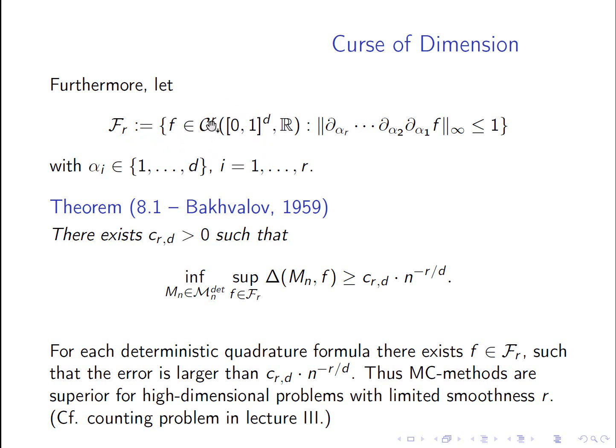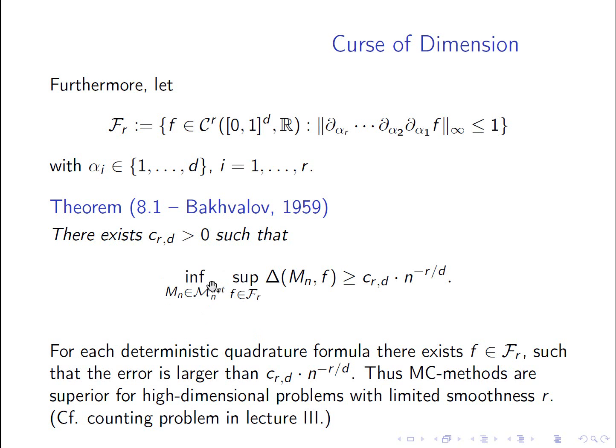So f is in C^r, and we assume that if you look at all the partial derivatives of order r, then they are uniformly bounded by 1. So alpha_i runs from 1 to d, and i runs from 1 to r, and this D^alpha_r, D^alpha_2, D^alpha_1, these curly D's, those are the partial derivatives. So we are working with a class of smooth integrands, so C^r, and have these bounds on the partial derivatives. Okay, and that's the class of the integrands.